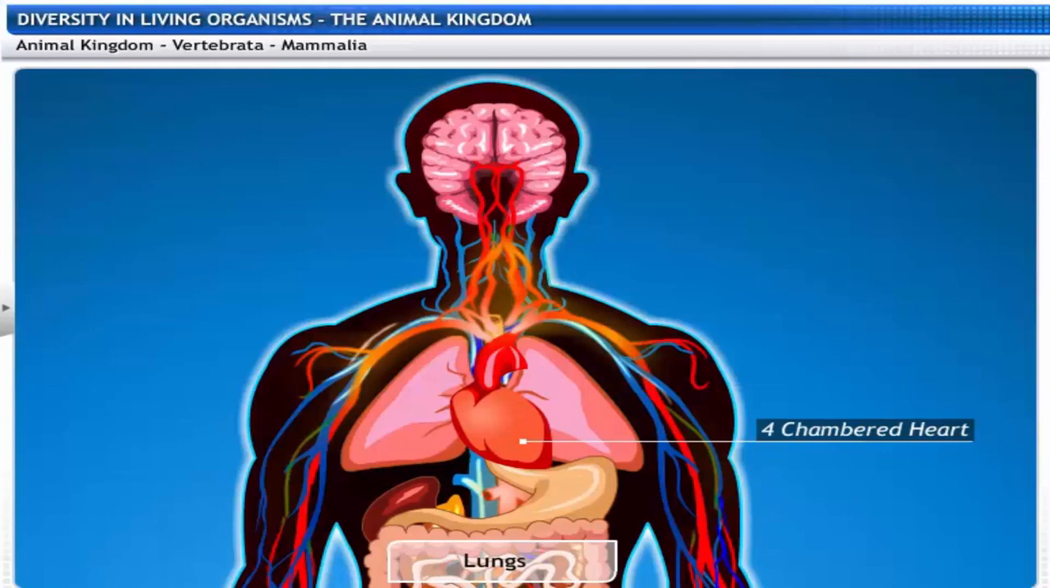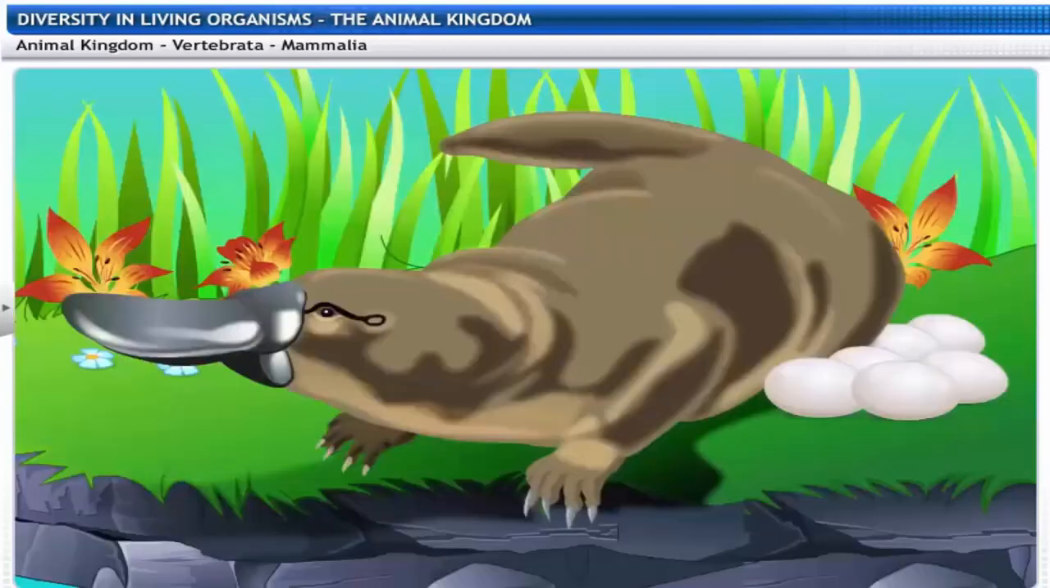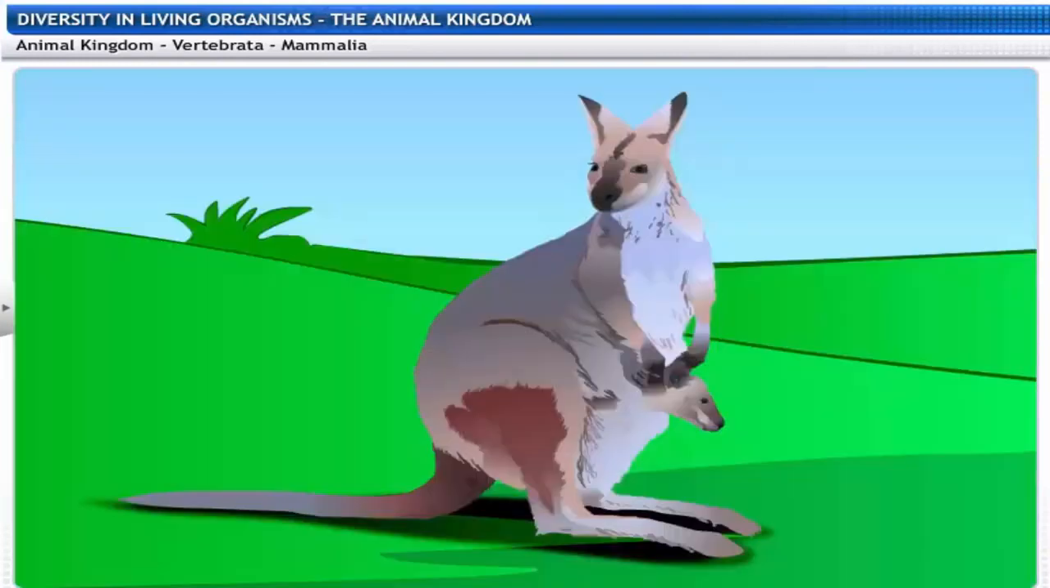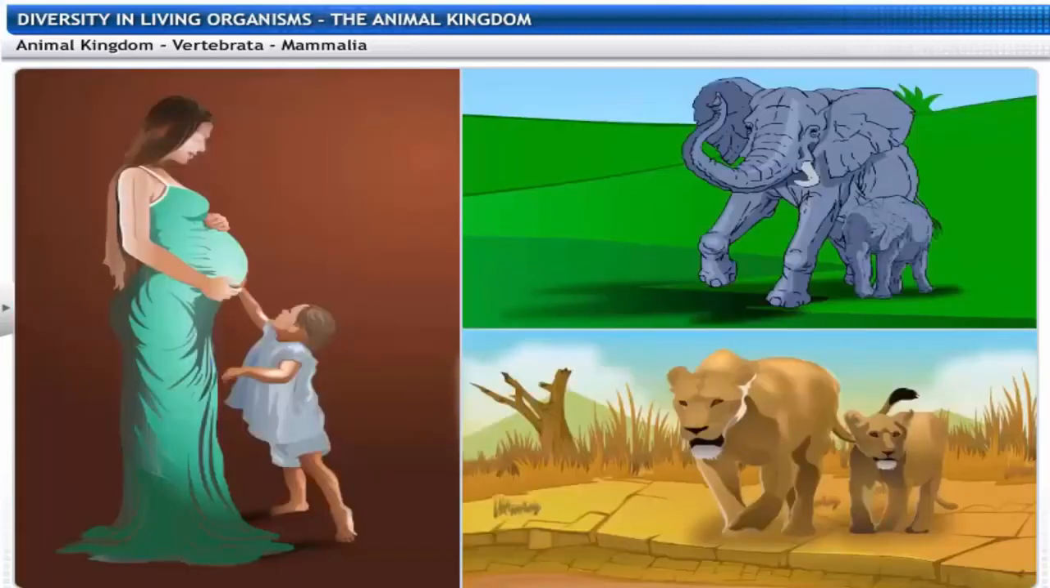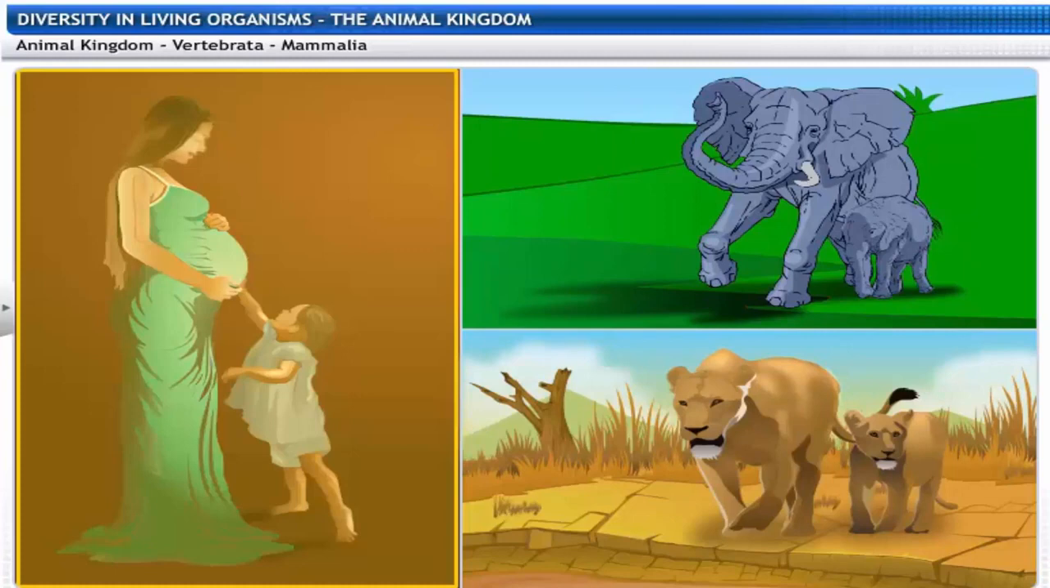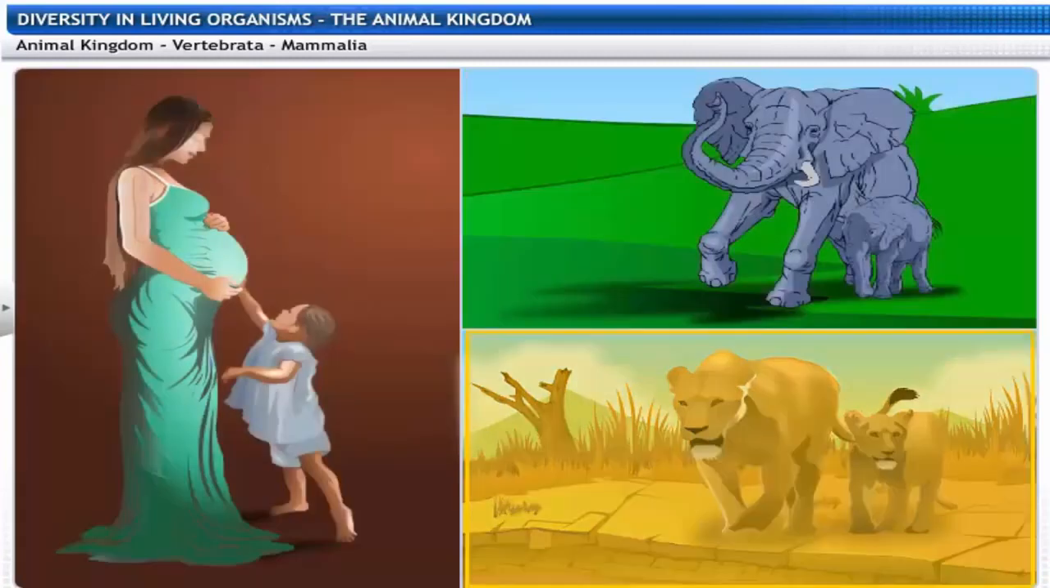Mammals give birth to young ones through different modes. Mammals like platypus lay eggs. Mammals like kangaroos give birth to underdeveloped young ones that are carried in their mother's abdominal pouch. Mammals like humans, elephants, and lions produce live offspring.